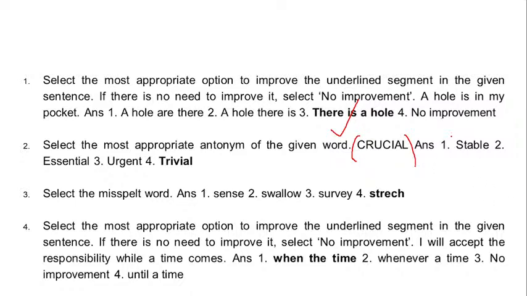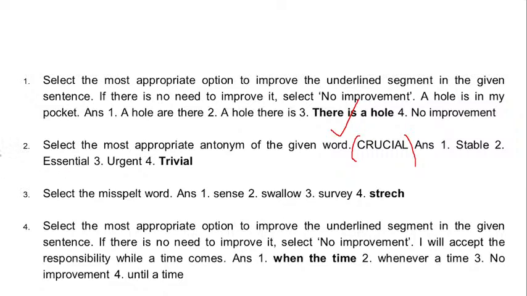Let us explore our options. The first one is stable. Stable is not related to crucial, right? Stable means something which is very steady. Number 2 is essential. Essential is a synonym of crucial, and don't get confused, because synonym means similar meaning words, antonym means anti. Anti means against, opposite, right? Urgent is not related to crucial. Urgent means that has to be done right now, something which has urgency, emergency, it can be said.